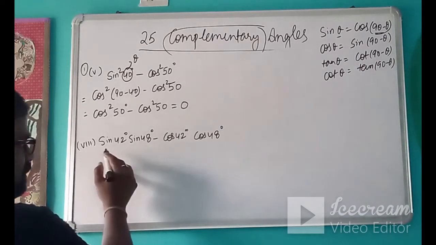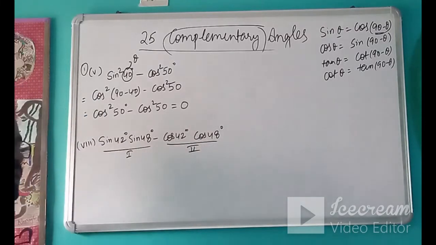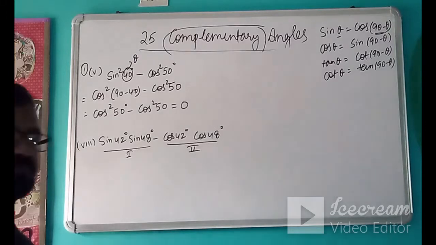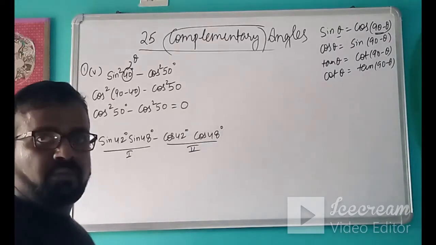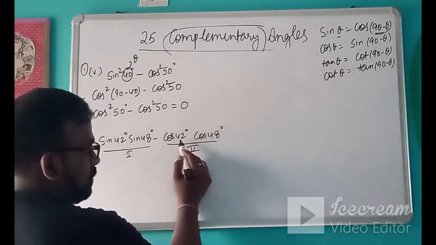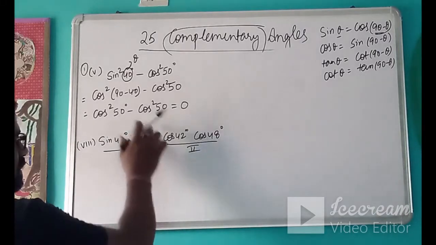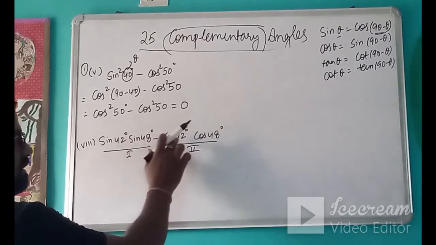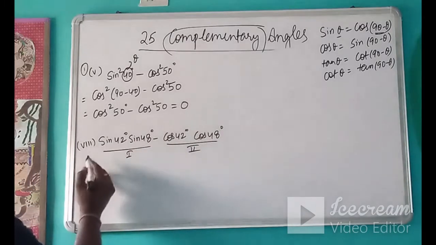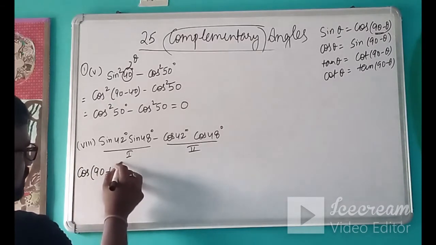Let's do one more type. So in this, see, two parts are there. This is first and this is second, and the two are completely independent of each other. So in the first part, if you see, this 42 and 48 make the complementary angle pair. Similarly, in this also 42 and 48 make the complementary angle pair. So what we will do, either we will change this part or we will change this part, because its complementary is given here and its complementary is given here. So how will I change? Cos 90 minus 42 degree.